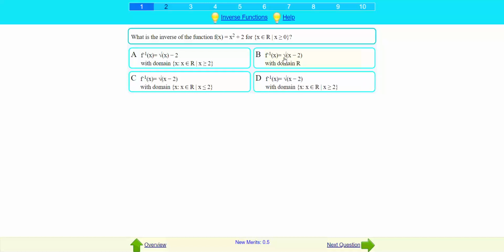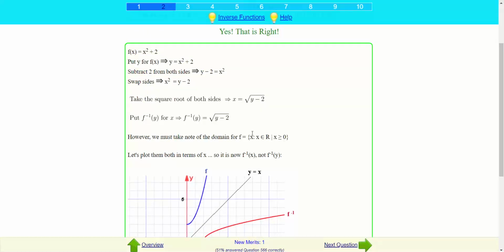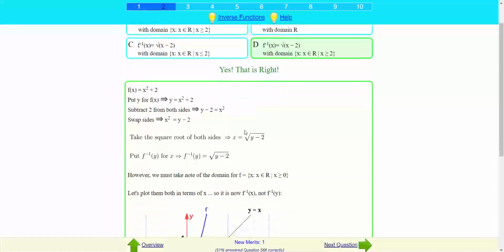Now in this case, using the f of x, that's the inverse with domain. It has to be that y should be positive, and it shouldn't be negative, so it has to be greater than or equal to 2. This is the right answer. It is right.